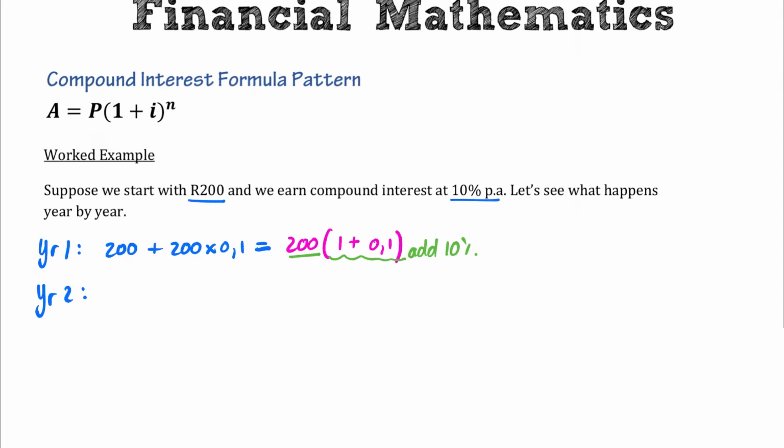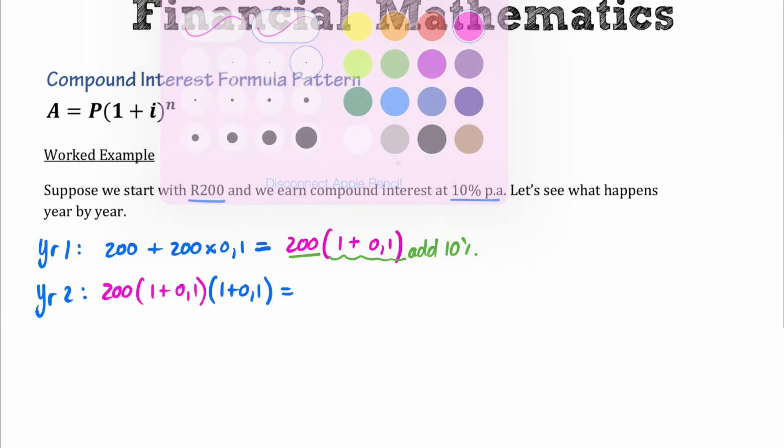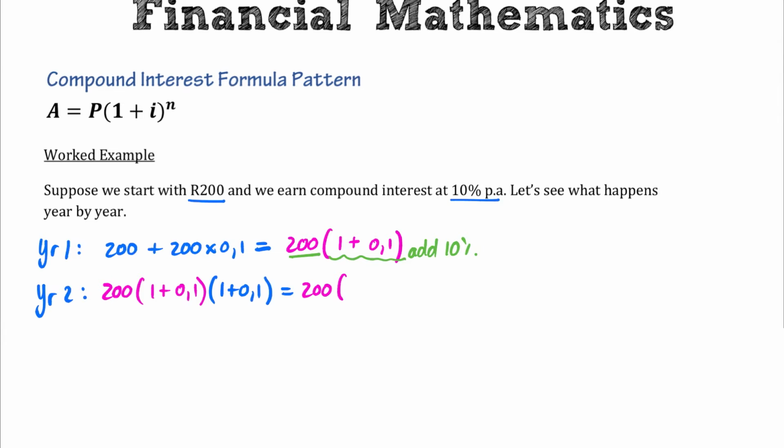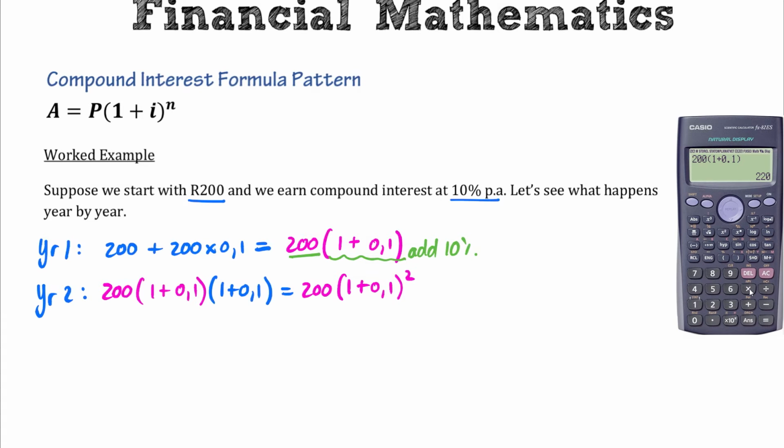In the second year, the key to compound interest is that I then use this amount. That is my principal amount. So I'm going to take this amount and then I need to add interest onto it, 10% of this amount, which is going to be another 1 plus 0.1. So at the end of this year now, we're going to have 200 multiplied by 2 of these brackets, so we have squared here.